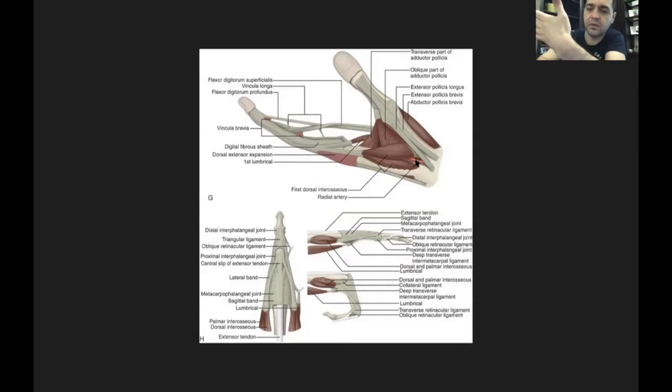And here we are in the anatomic snuffbox. We can palpate carefully the radial artery.